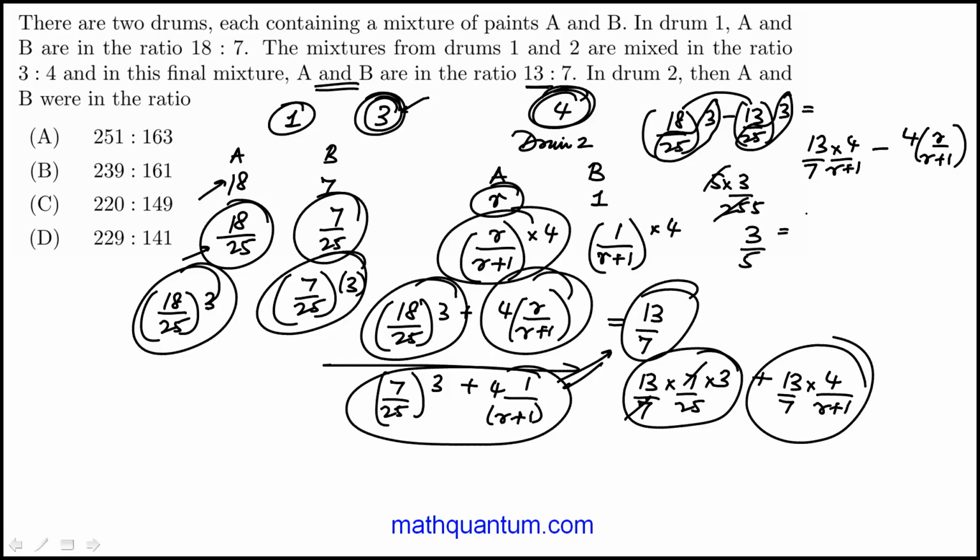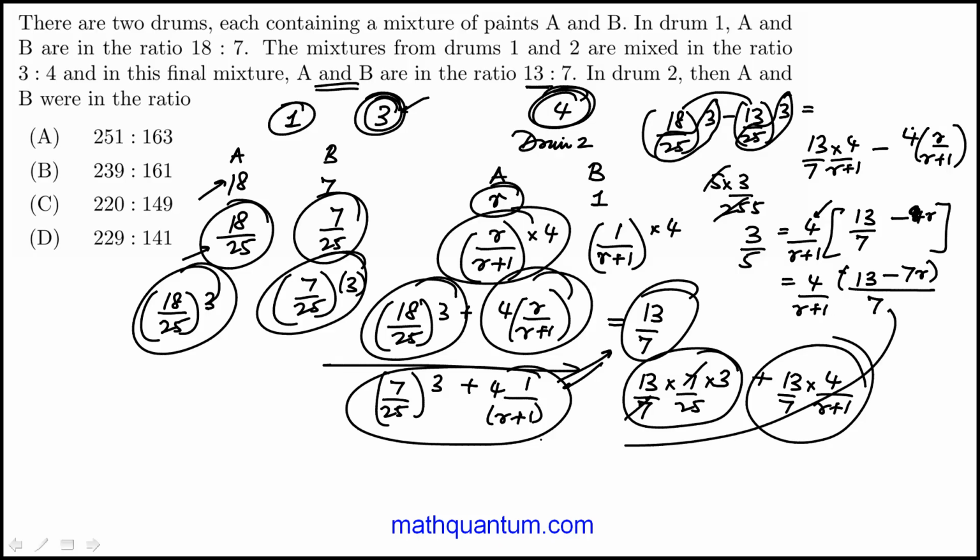Here I'm going to pull out 4 over R plus 1, and I would get 13 over 7 minus R. So at this stage, I have to do this multiplication. 13 minus, let me just make sure. No, it's actually, there's no 4 here because I already moved that out. 13 minus 7R over 7. I'm running out of space here.